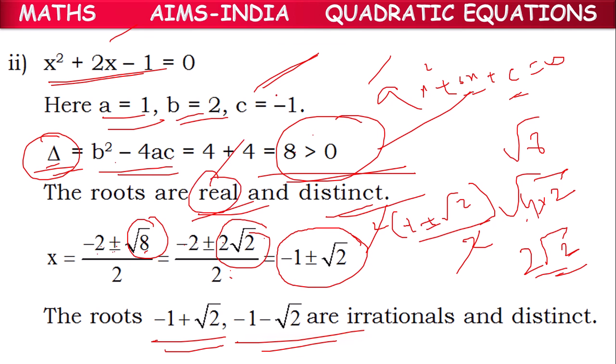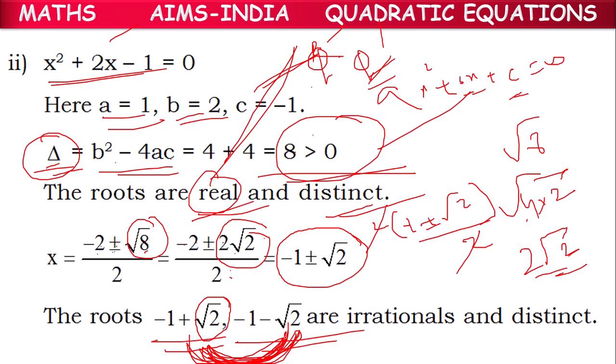Roots are real means what does it mean? They may be rational, symbol q, or irrational, symbol q dash. But here root 2 is not a perfect square, so it is an irrational number. So the roots are conjugate. The roots will make a conjugate pair. The roots are irrational numbers. The roots are distinct. The roots are real only, but in real numbers they are irrationals.